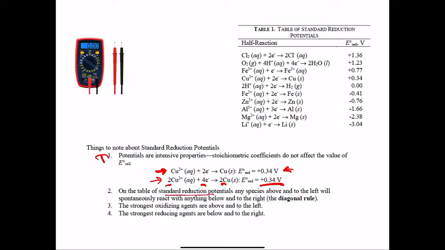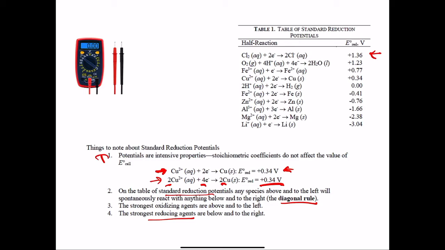Standard on the table, any species above and to the left will spontaneously react with anything below and to the right. It's called the diagonal rule. We'll see this more in a second. The strongest oxidizing agents are above and left. The strongest reducing agents are below to the right. Let's think about that. Remember, oxidizing agents want to be reduced. So anything that really wants to be reduced is a good oxidizing agent.